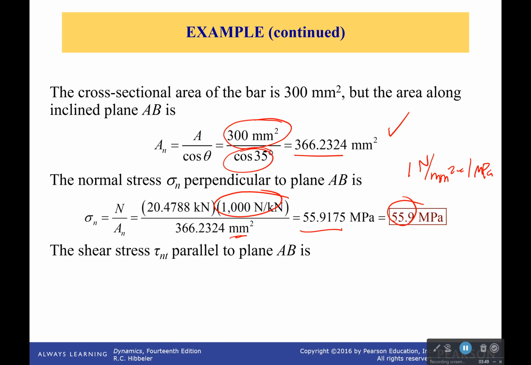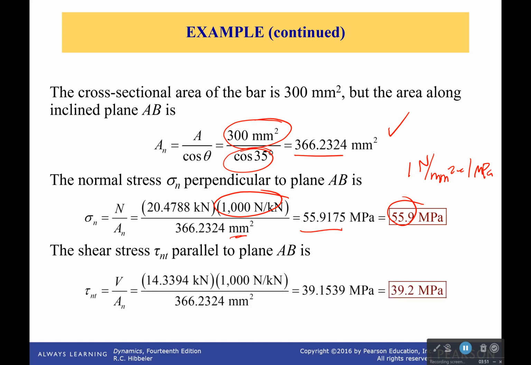The shear stress, which is parallel to the plane, we just take our component of the force, which is the shear force right here. We divide it by that area. And what we get is 39.1539 megapascals. And we're just going to round that to 39.2 megapascals. So that is it. We have solved this problem.